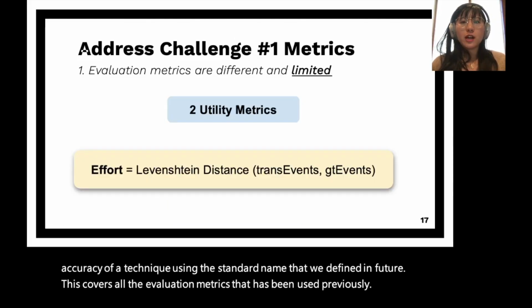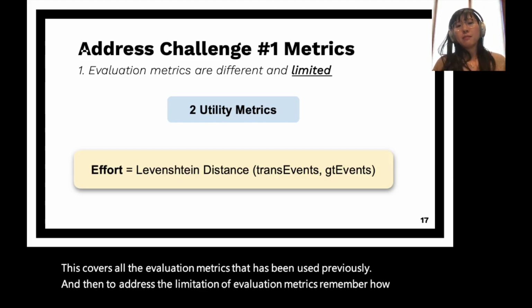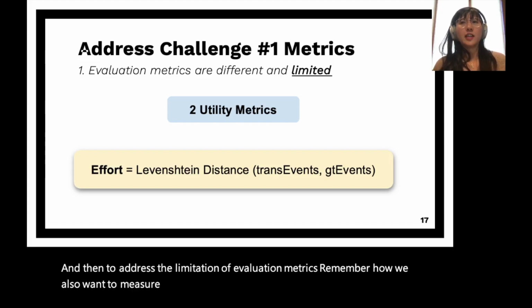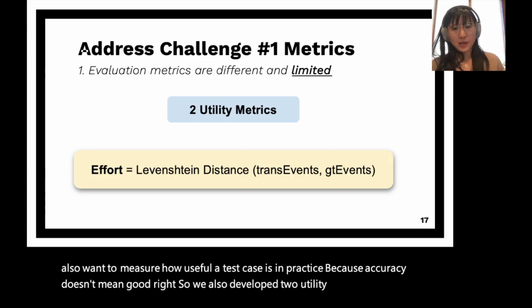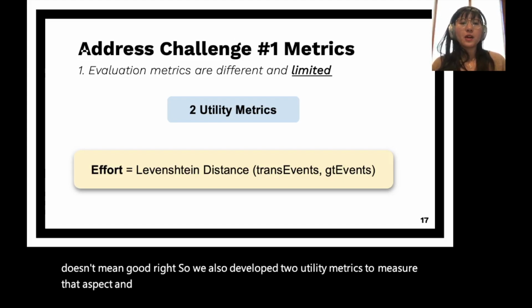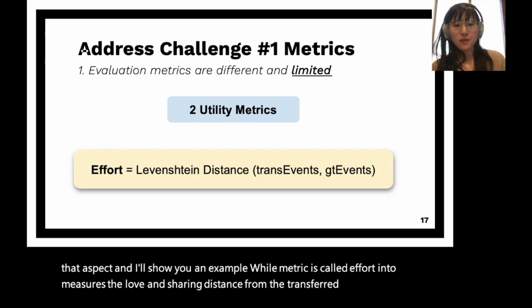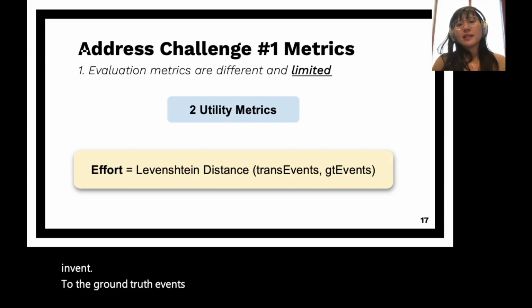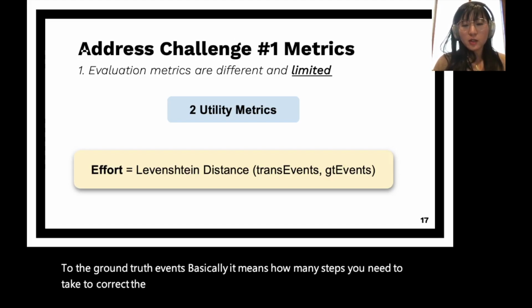And then to address the limitation of evaluation metrics, remember we also want to measure how useful a test case is in practice, because accuracy doesn't mean good, right? So we also developed 2 utility metrics to measure that aspect. I'll show you one example. One metric is called effort. It measures the Levenshtein distance from the transferred event to the ground truth events. Basically, it means how many steps you need to take to correct the automatically transferred event to match the ground truth event.